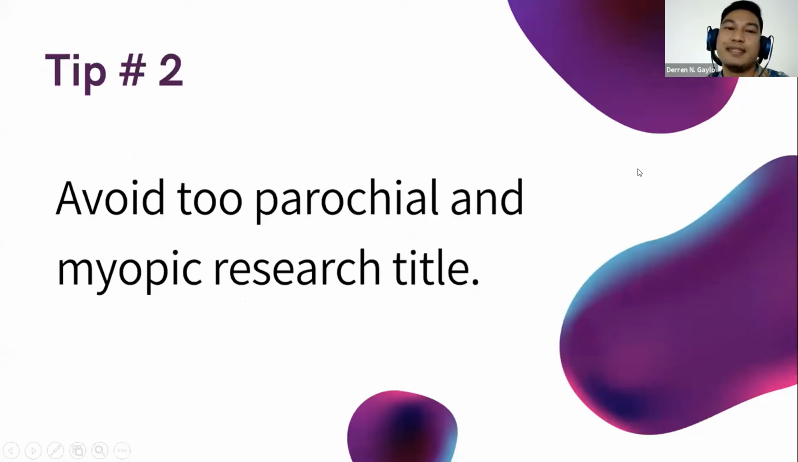And then the second tip is avoid too parochial and myopic research titles. When you say parochial and myopic, it seems to be that it's more provincial lang. You need to look into the international scene, and then your title should be written in a manner that it will be applicable to all. Meaning the readers will be looking into that your paper would also have relevance to their society, something like that. So not too narrow and not too little.